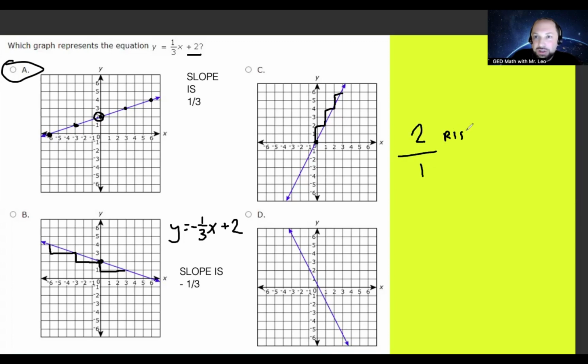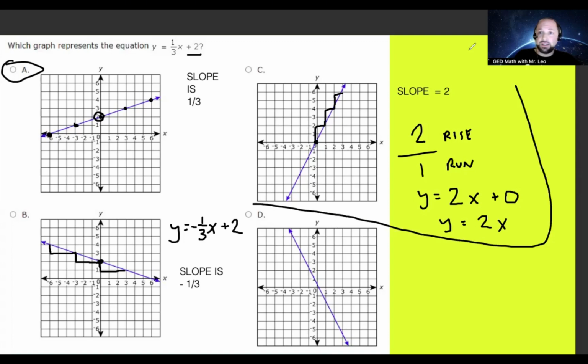Rise 2, run 1. This one, therefore, the slope is 2. Positive 2, going up by 2. If we put that in the format, this would be y equals 2x plus 0. I say plus 0 because it's crossing right here at 0. You could, of course, remove that plus 0 because it's nothing. And you could just write that's y equals 2x. That's this one. Very interesting.